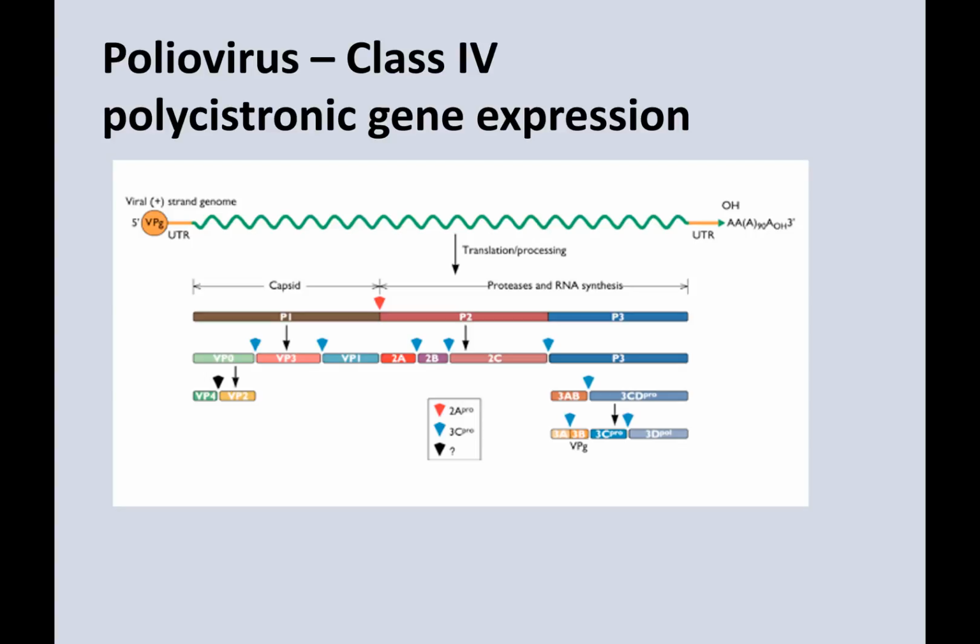Poliovirus is also made as a polycistronic, or is called polycistronic gene expression. It makes a polyprotein, and remember, poly means many. So in fact, it's translated as one long protein. And subsequently, that protein is then cleaved by viral proteases into all these individual proteins.